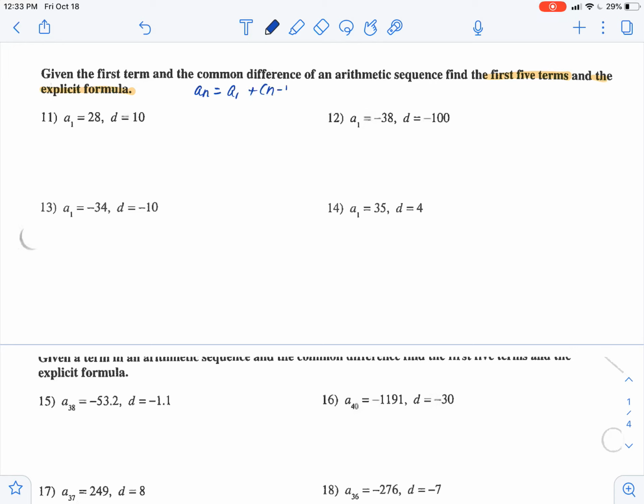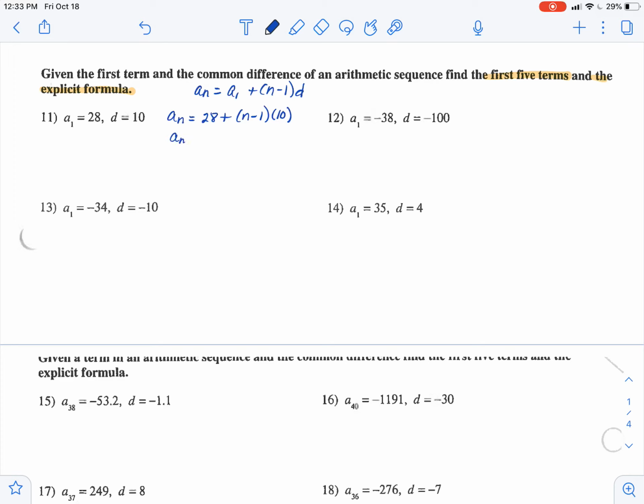You need this formula memorized. Okay, so we have a sub n equals a sub 1 plus n minus 1 times d. It's kind of like when we write our linear equations, you have an x and a y in your equation all the time. In this case, you're going to have an n and an a sub n. And you have a difference of 10. Okay, so that would be my formula.